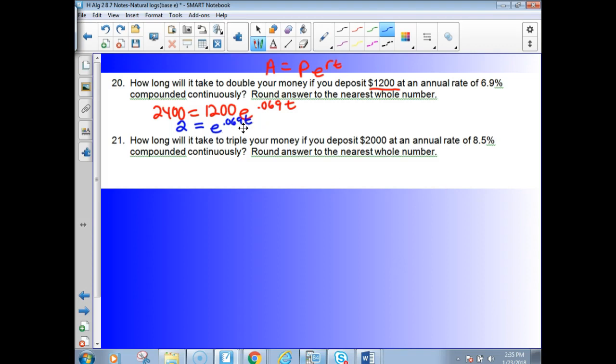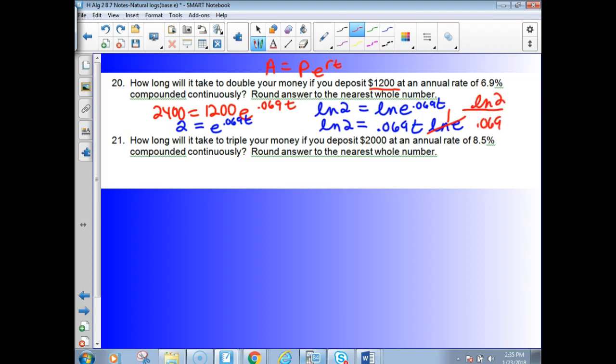All right, now to solve it, we would take the natural log of both sides. The natural log of 2 equals the natural log of e to the 0.069t. Now, if you wanted, bring out the exponent right away. Natural log of 2 is equal to 0.069t times the natural log of e. And we learned today that the natural log of e would simply be 1. So all we have to do is take the natural log of 2 and divide it by 0.069, and we will get the time it takes to double.